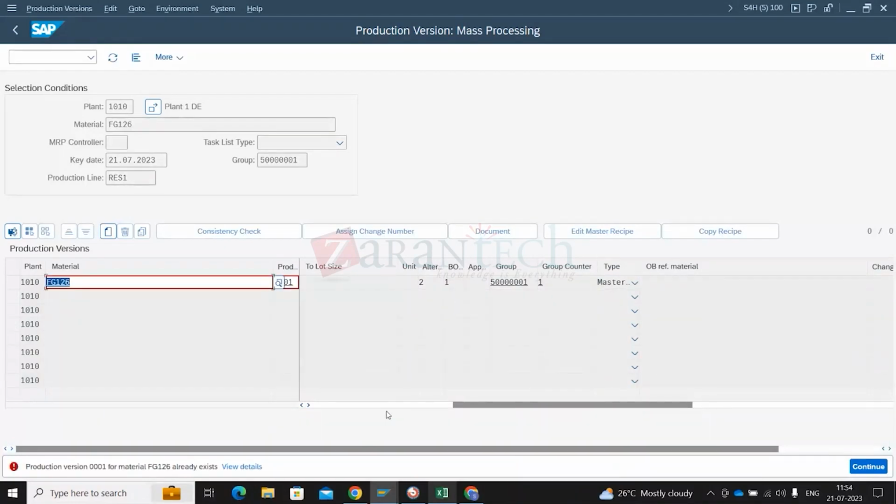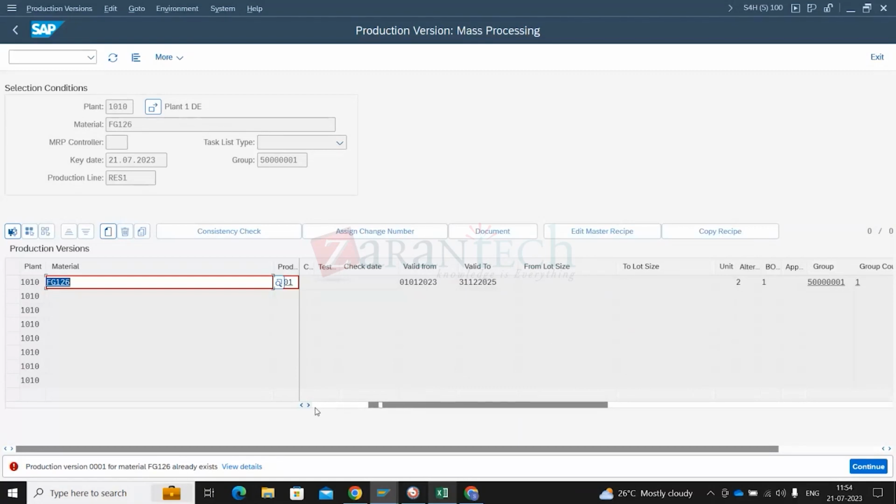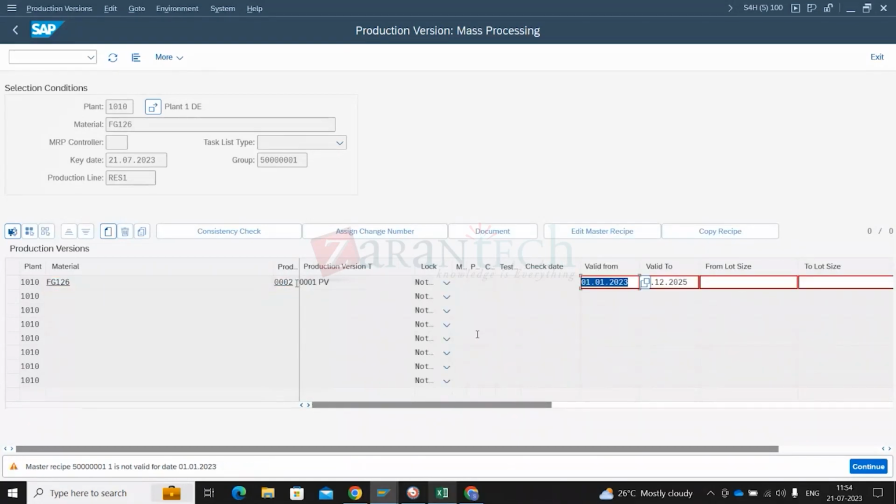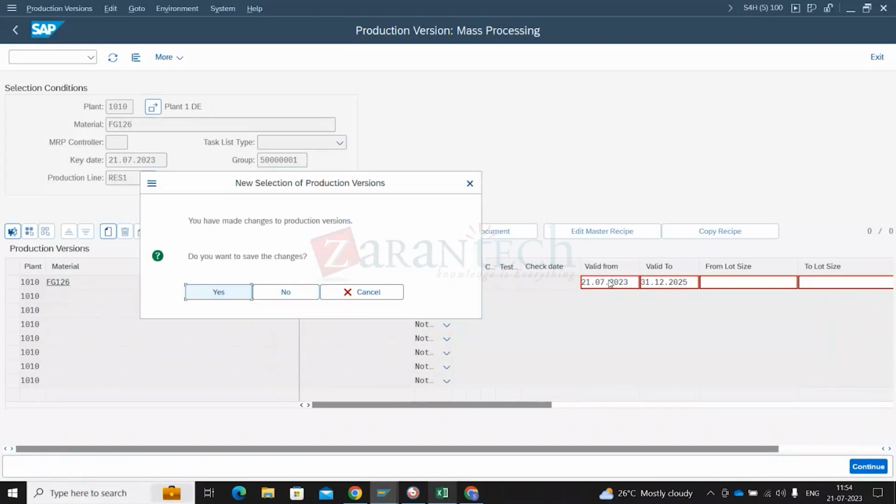So the version already exists. Why didn't it show me then? Never mind. I'll create version number 2. Perfect. So this date is not valid because the recipe itself is valid from today. So we cannot make the production version valid from 1/1/23. So let us put the date as 21/7. Okay, great. You made changes to the production version. You want to save? Of course, I'm here to save.